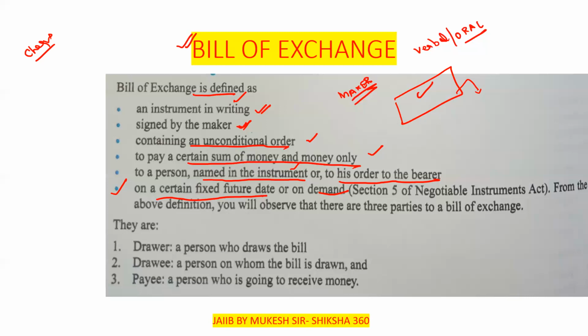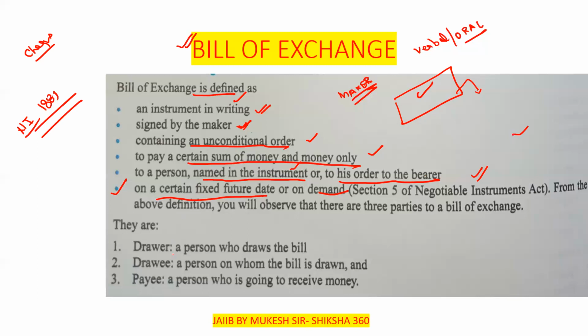These are some basic things which you have to remember. All of this is Section 5 of the Negotiable Instruments Act, and it is mentioned under that. The Negotiable Instruments Act is from 1881. Now let's discuss further.